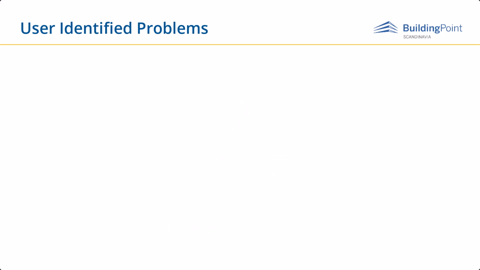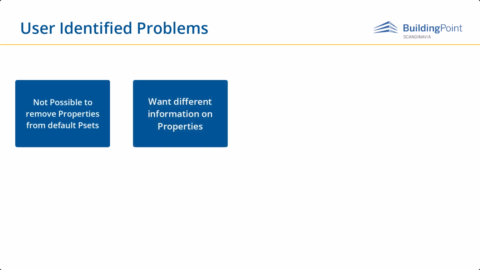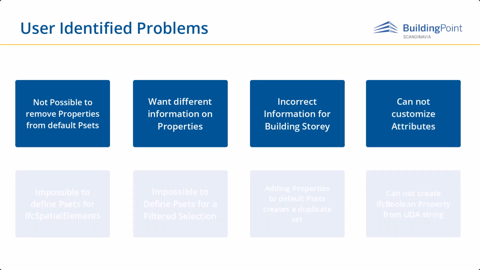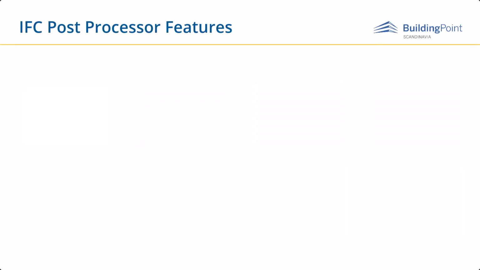Users were lacking the ability to remove unwanted properties, map different information to properties, modify IFC spatial elements, and change attributes, among other things. The IFC Post Processor solves all these problems by giving the user the ability to modify the defaults.